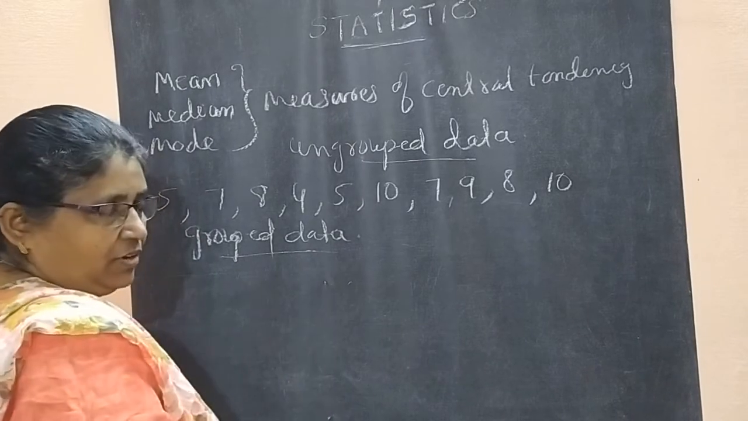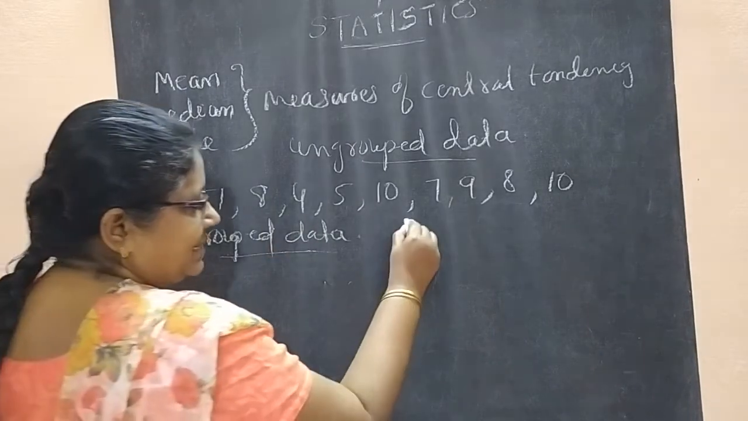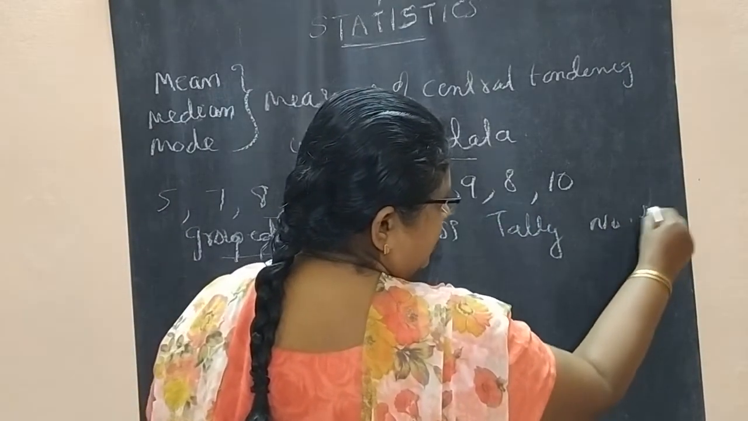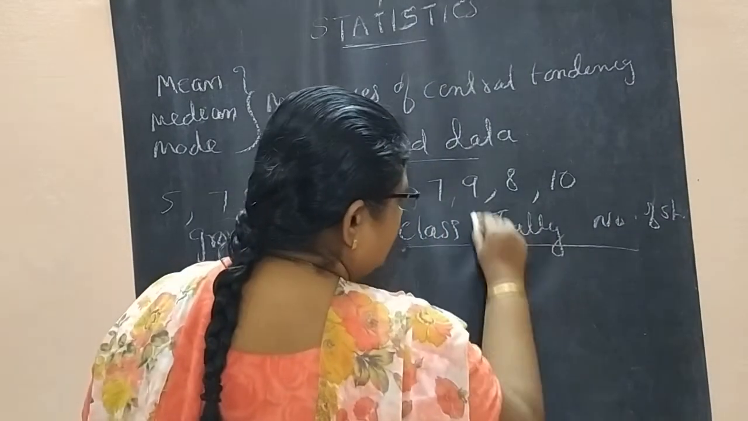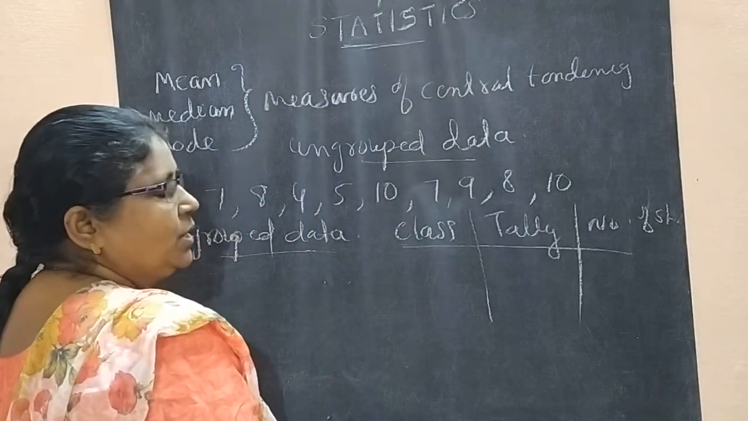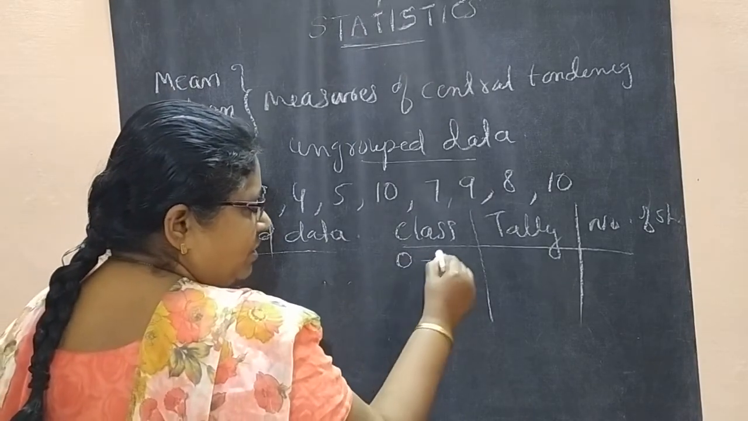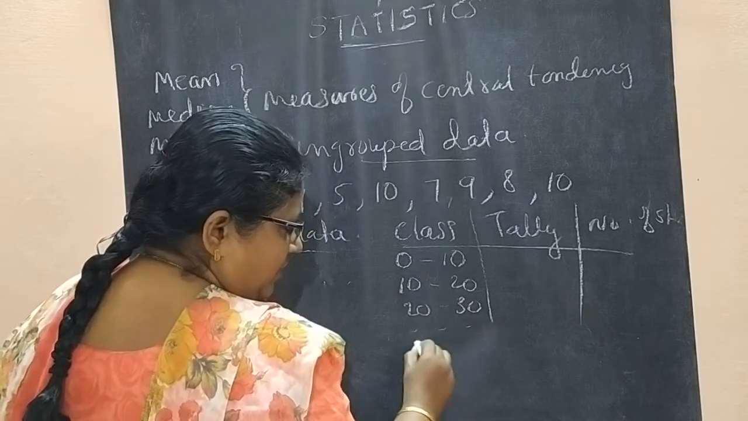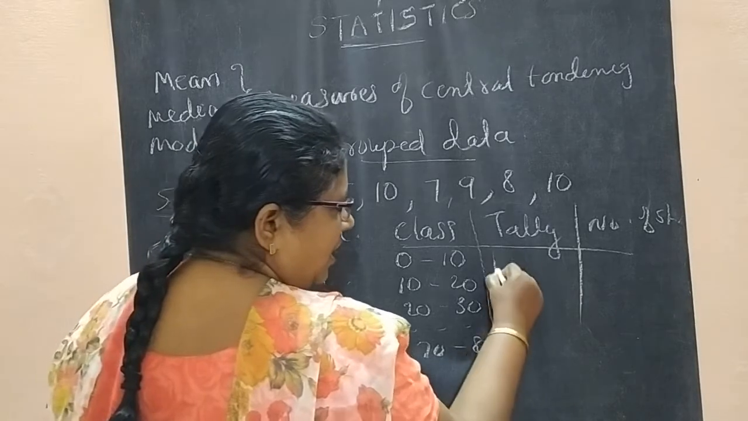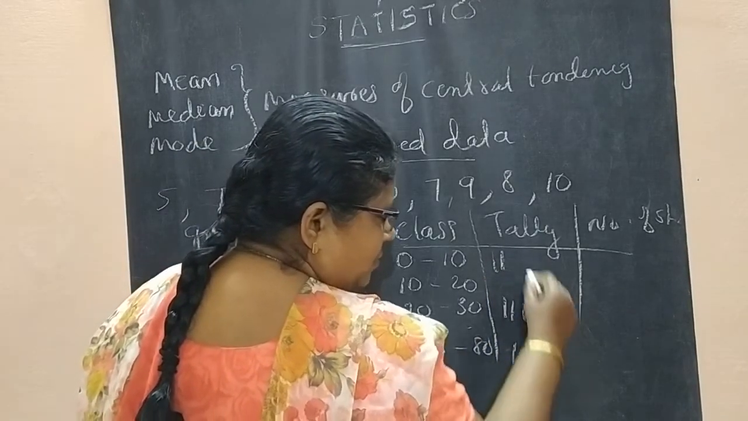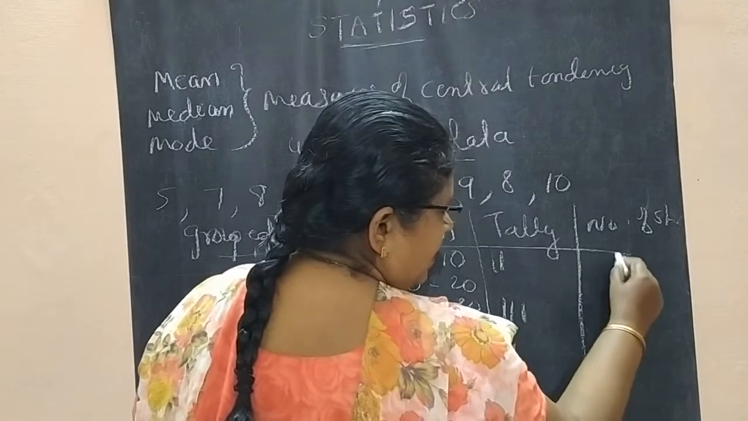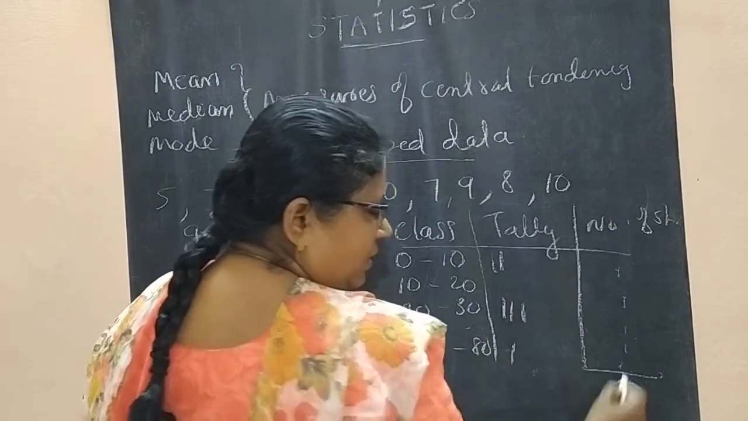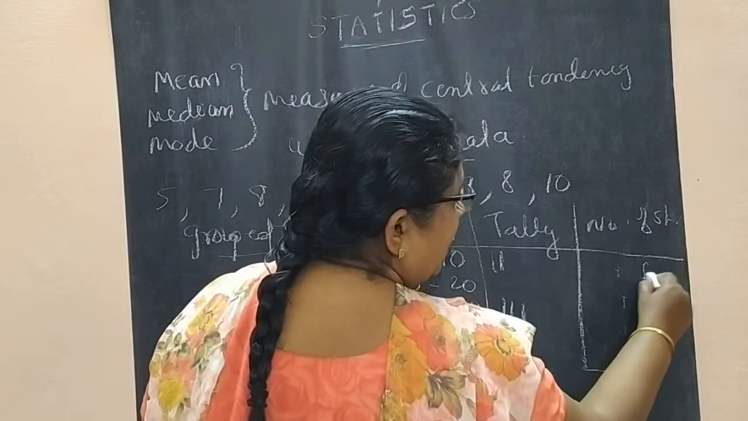This you know how to convert. You have to write class, tally mark and number of students. Like this, you have to prepare three columns. Class means there I will write 0 to 10, then 10 to 20, 20 to 30, etc., up to 70 to 80. Here I will put the tally marks like this. Then we will get the number of children, total 80. This tally mark or this number of children is called the frequency.